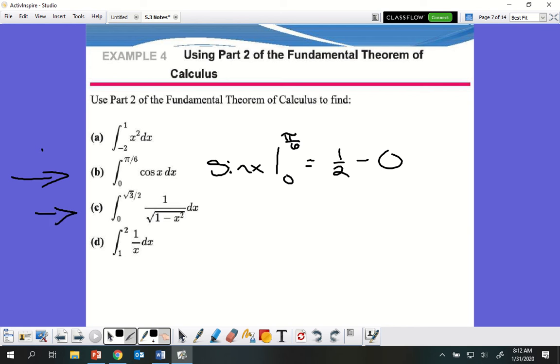All right, I have a special candy for whoever can tell me what I need to use for C. Go ahead. Wait, the antiderivative? For that one, yeah. What would I do? The opposite sine, the one with the negative 1.